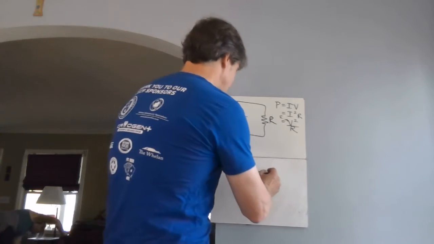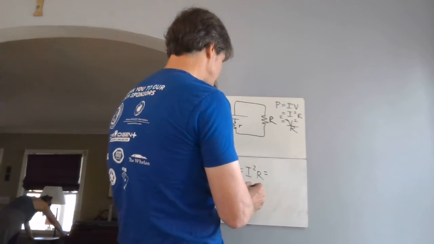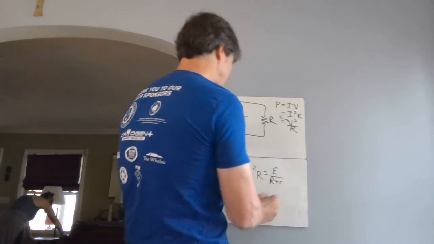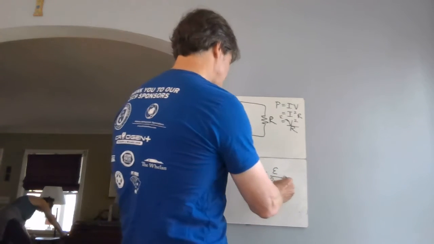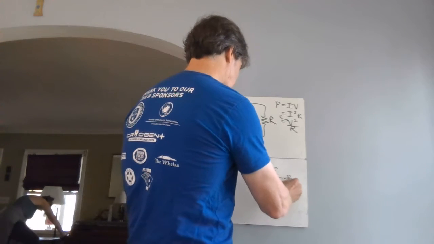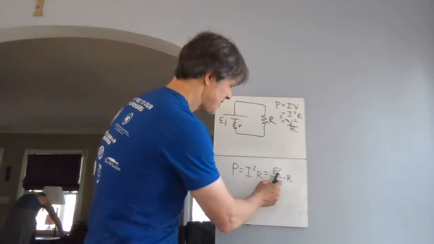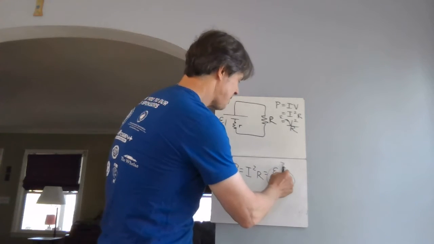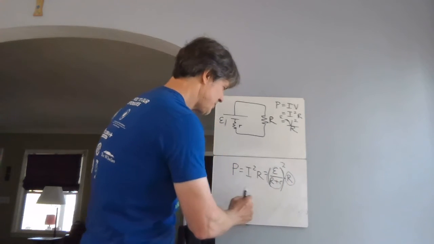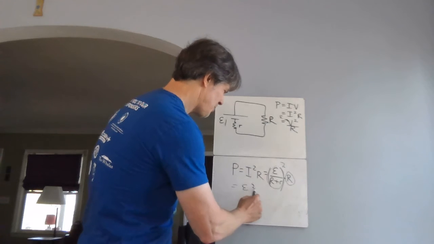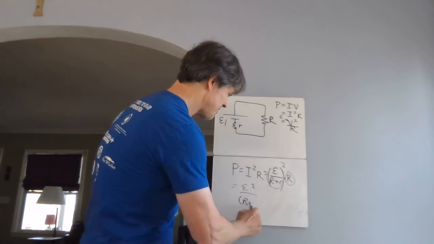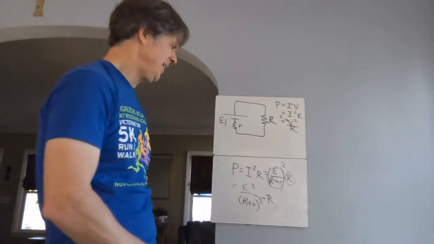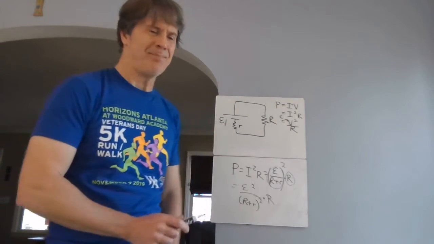I think it's what I say. So I is going to be E over R plus R, and that's times R. This is going to be the current, and this is going to be the resistance. Oh, but this is going to be squared. Square it. So you end up with power equals E squared over (R plus R) squared times R. And I want to maximize that.